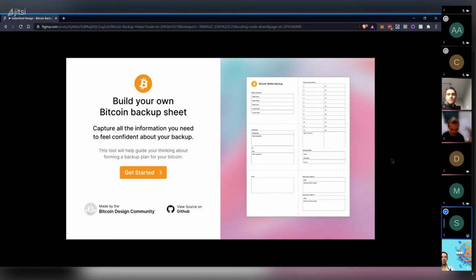But really the ultimate goal here is to try and make the process of backing up your wallet very, very easy, and to guide people through this process and make sure they understand what they're doing.